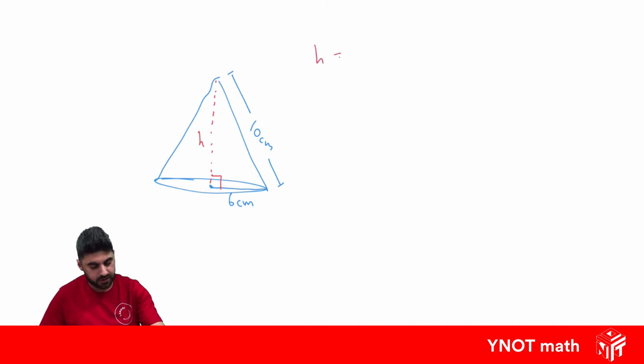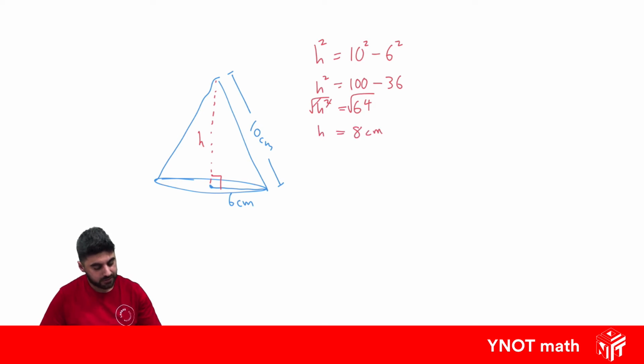So H squared will be the hypotenuse squared minus the shorter side squared. H squared will be 10 squared, which is 100, minus 6 squared, which is 36. So H squared will be 100 minus 36, which is 64. Square root both sides to cancel out the squared. So H will be 8 centimeters. We now know the height, so we can find the volume and surface area.